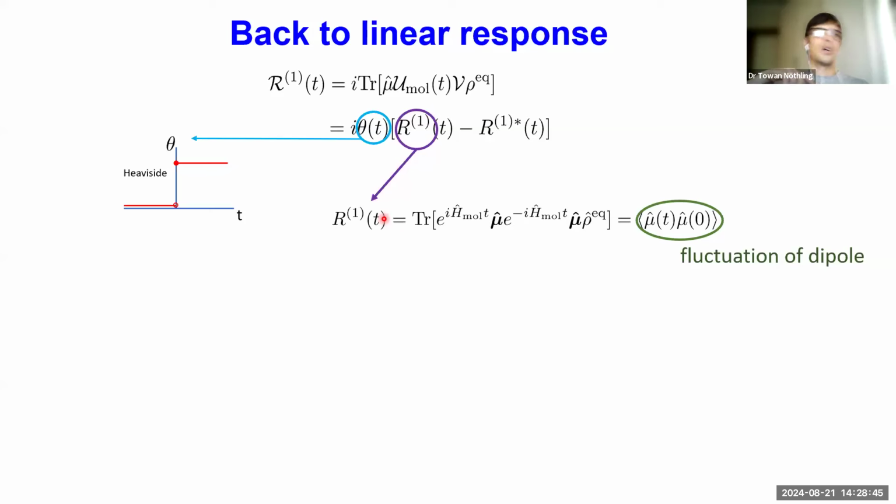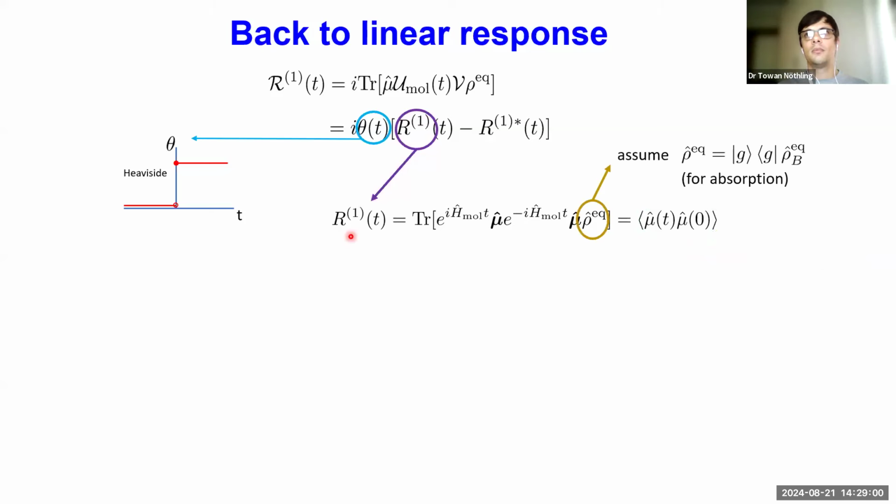So we ask the question, how does the system respond to interaction with light? The answer is that we can see the response by simply following how the transition dipole moment changes in time. Now, to calculate absorption spectra, we will assume that the system is in equilibrium initially, as always, but we will also assume that this equilibrium state is separable. That means that we have the electronic system in the ground state and the bath in the bath equilibrium state.